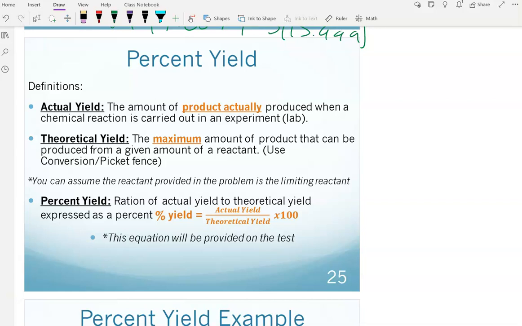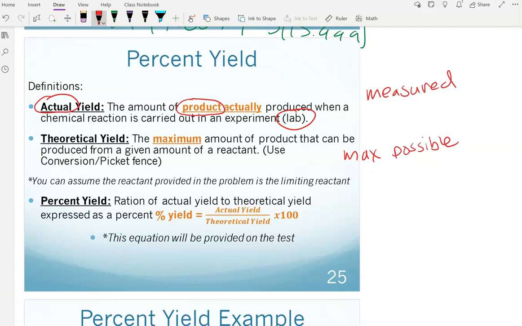So the actual yield is the actual amount of product that was made in a lab setting. So this is the actual amount, or what was measured in a lab setting. And the theoretical is the max possible amount of product that could have been made, given a certain amount of reactant or reactants used in that experiment, in that chemical reaction.